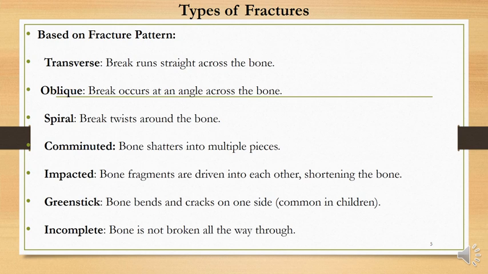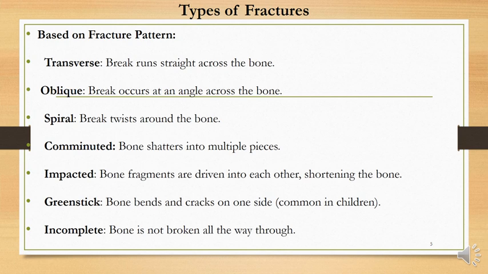The transverse break runs straight across the bone. That is an example of a transverse fracture. We have the oblique. An oblique break occurs at an angle across the bone. Then we have the spiral break, which twists around the bone. We have the comminuted, where the bone shatters into multiple pieces.